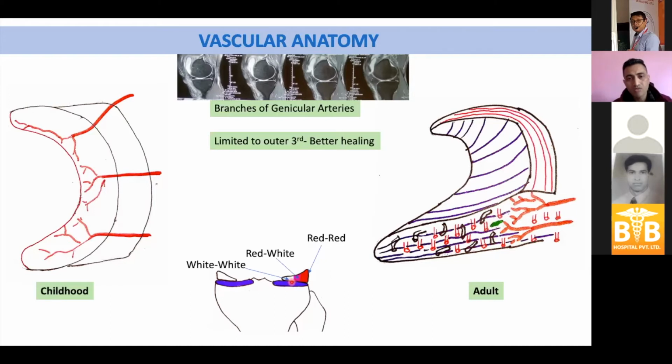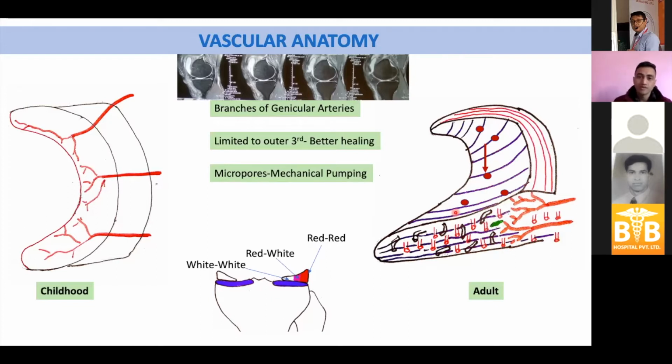So how does the white-white zone survive without vascularity? There are micropores on the meniscus surface, and in these micropores, because of mechanical pumping, the synovial fluid enters into the substance of the meniscus, thereby providing nutrition to the meniscus. So the white portion, that is the inner third, is going to get nutrition by mechanical pumping from the synovial fluid.